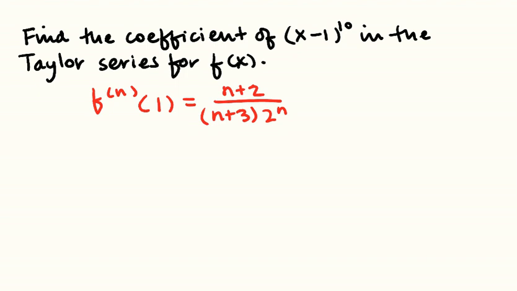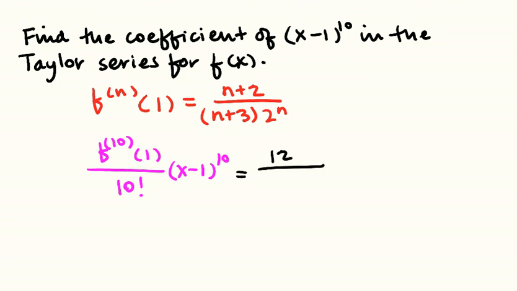Okay, so find the coefficient of x minus 1 to the 10th. Well, I know that that will be, from the general term, the 10th derivative of f at 1, over 10 factorial, x minus 1 to the 10th. Well, the 10th derivative is 10 plus 2 is 12, over 10 plus 3 is 13, times 2 to the 10, who knows what that is, times x minus 1 to the 10th.